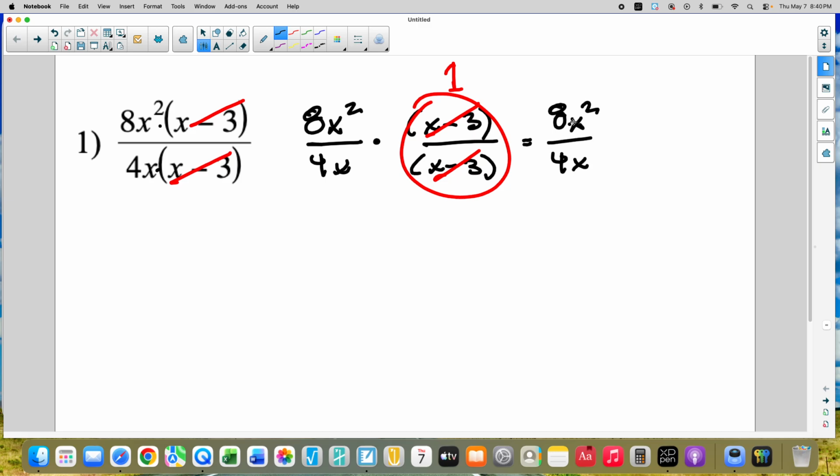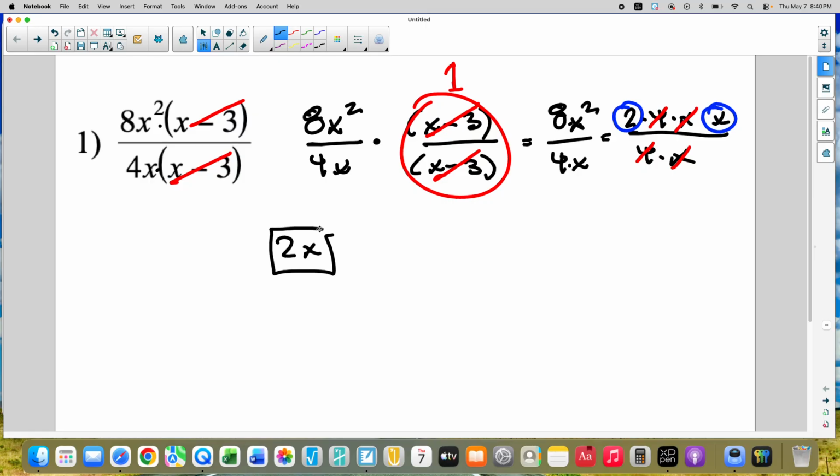Now we have to simplify. These are still multiplying. So this is 2 times 4 times x, and this is 4 times x. The 4 cancels to make a 1, the x cancels to make a 1, and we're left with 2 times x in the numerator. So my answer is going to be 2x. These cancel to make values of 1.